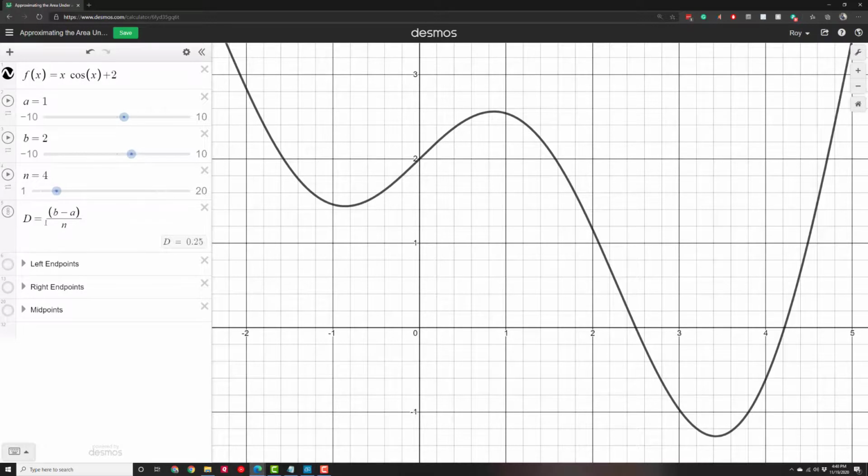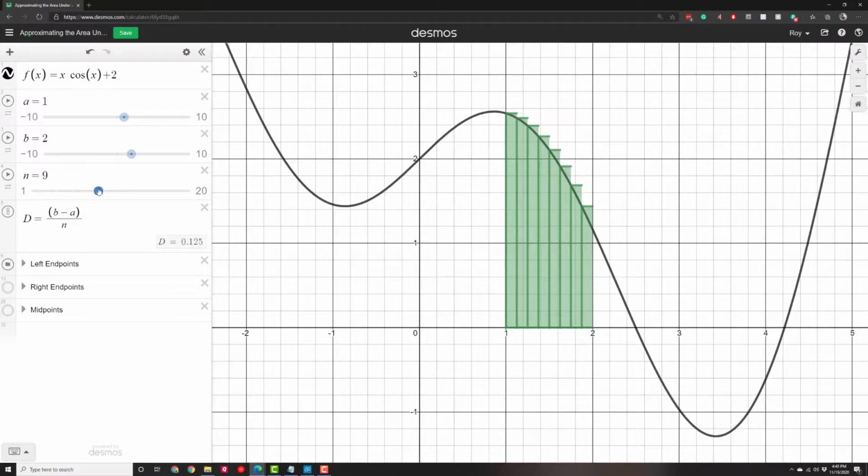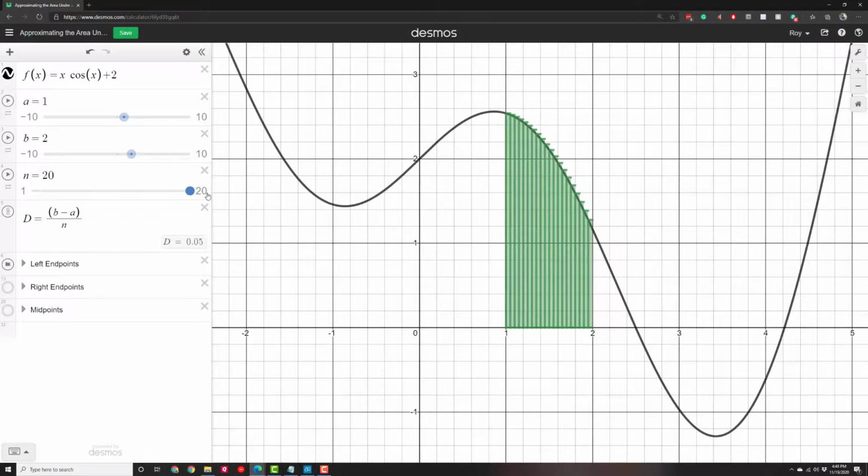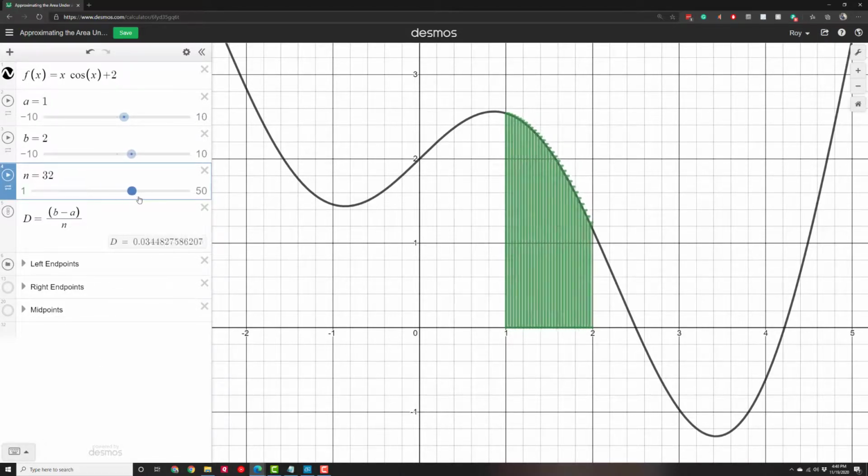Obviously, if I go back to the left endpoints and I increase the number of slices, we start getting a better approximation of the actual area underneath the curve. And I stopped this at 20, but I can go all the way up to, let's just say we stop it at 50. Okay. So let me do that. I'm just going to keep going.